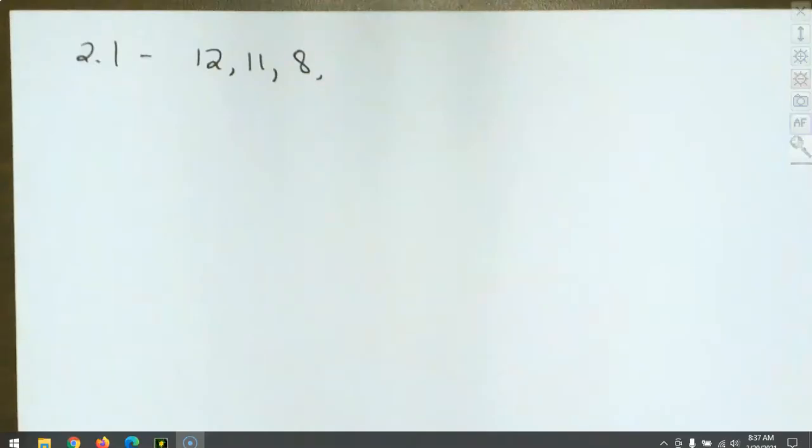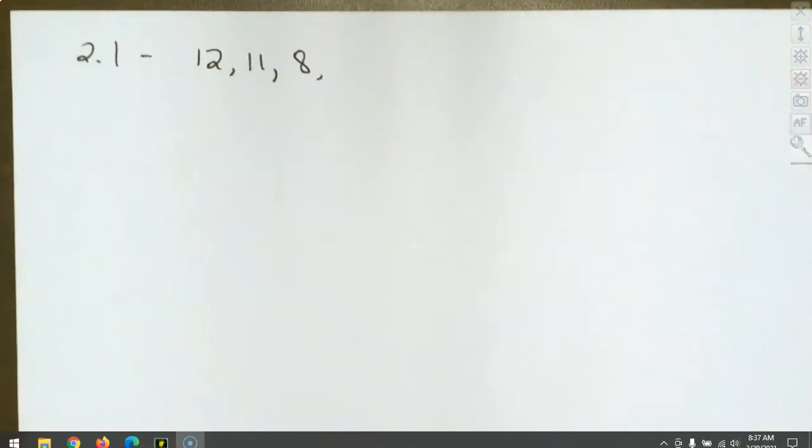Okay. Any others to look at out of 2.1? Anything else? Okay, what about 2.2? And 2.2 was the slope. Are there some of those that you'd like me to work with you on?